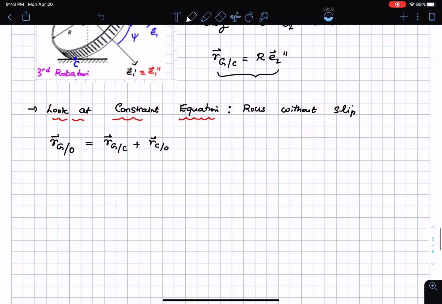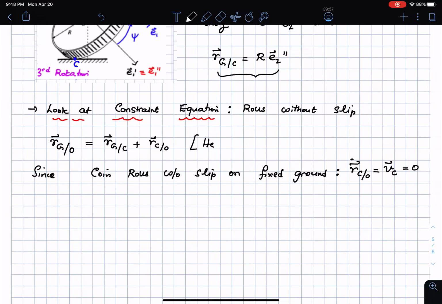Okay, since the coin rolls without slip on a fixed ground, r dot c slash o, which is equal to the velocity of c, is equal to 0, and here o is a fixed observer.